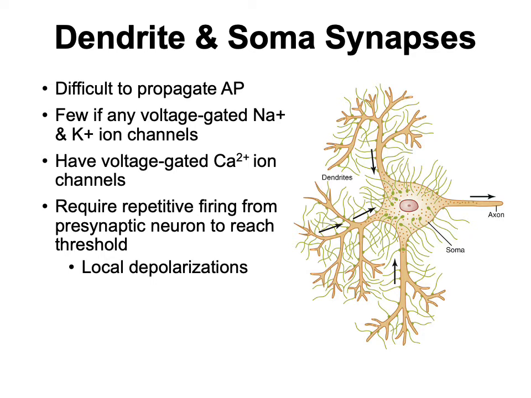Dendrite and soma synapses have difficulty propagating an action potential. For one reason, they're unmyelinated. Another is they have few, if any, voltage-gated sodium and potassium ion channels. They do have voltage-gated calcium channels, which will help with neuroplasticity, and we'll talk about that later. So dendrite and soma synapses will require repetitive firing from the presynaptic neuron in order to reach threshold, which is local depolarization, in order to send a signal strong enough to make it to the axon hillock so it can facilitate the action potential.